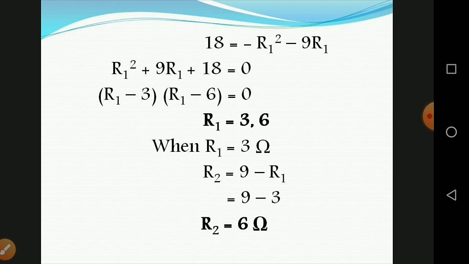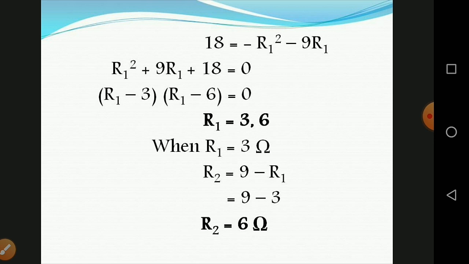The right-hand side values come to the left-hand side, so the signs will change. The negative signs become positive signs. So R1 square minus 9R1 plus 18 is equal to 0. So you should write it as R1 minus 3 into R1 minus 6 is equal to 0. So R1 is equal to 3, 6.